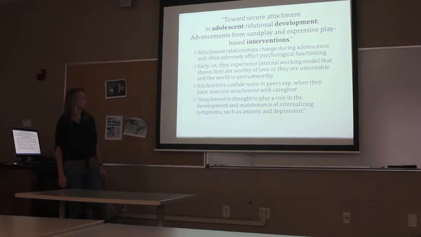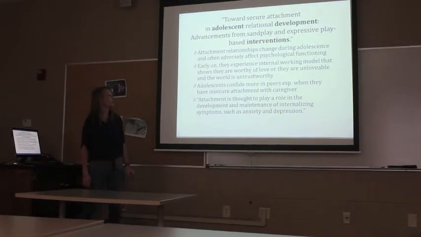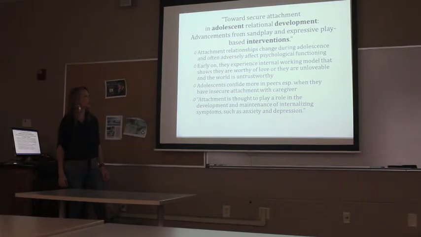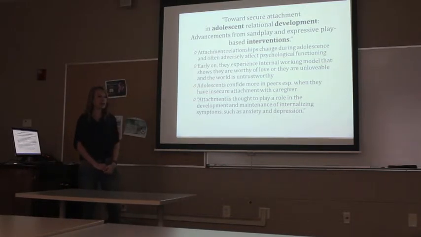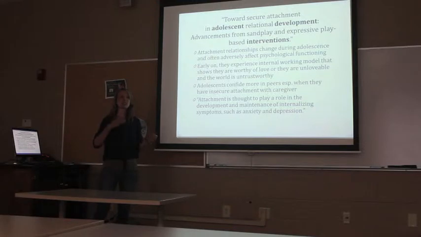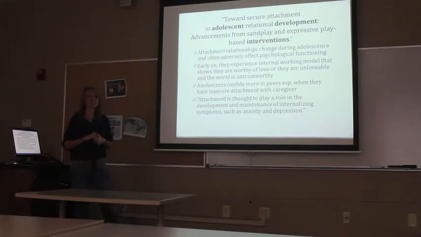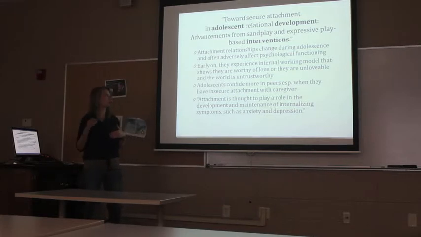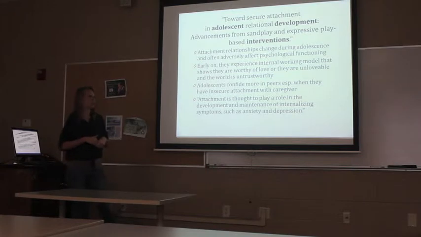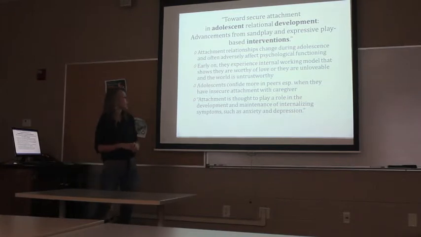Early on, adolescents experience internal working models that show they are worthy of love or they are unlovable and the world is untrustworthy. So they'll go through a point where they'll either have secure attachments or insecure attachments with adults, and specifically their parents. A secure attachment would show them that they're worthy of love, and an insecure attachment would show them that they are unlovable and the world can't be trusted.